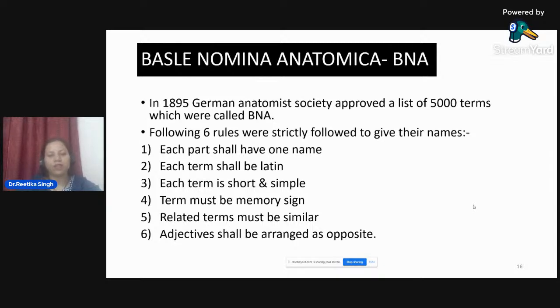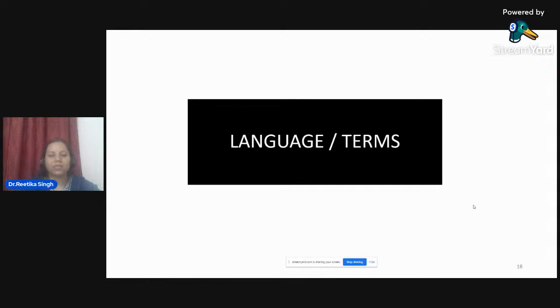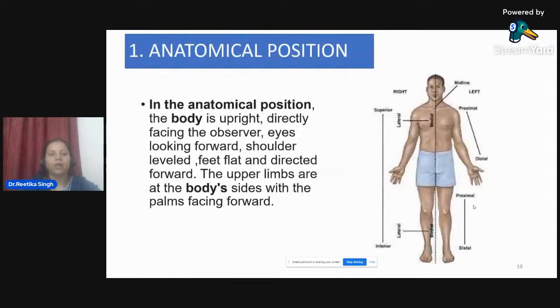Now the basic nomenclature which is used in anatomy. The following 6 rules were strictly followed to give their names. Each part shall have one name. Each part in the body has been given one name. Each term shall be Latin. Each term is short and simple. Term must be memorable. Related terms must be similar. Adjectives shall be arranged as opposites. It is a collection of terms revised by Basic Nomenclature and Birmingham revision made by the International Congress of Anatomists in New York.